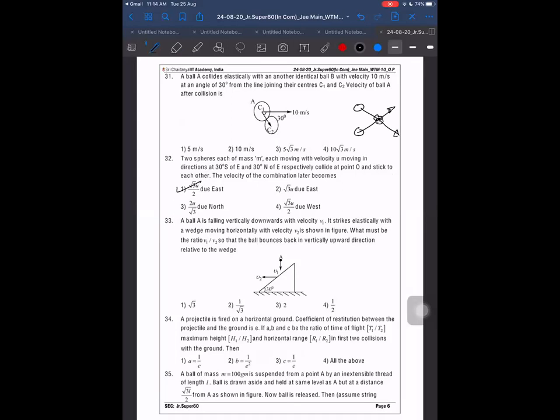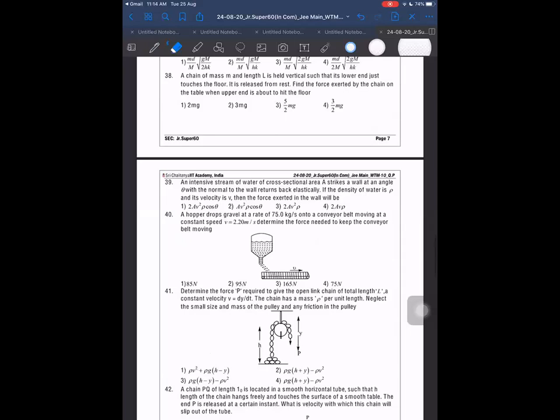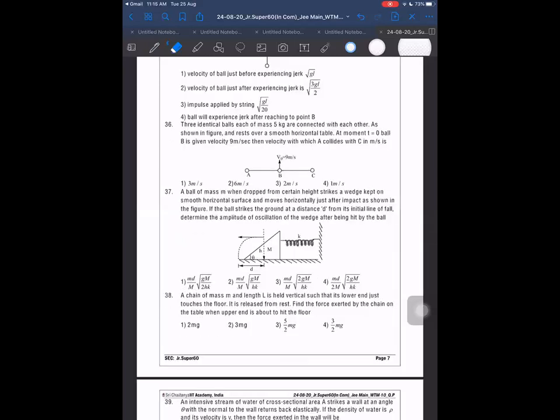Question number 33, no doubt. 34, no doubt, sir. 35, 36, no doubt, sir. 37, 38, page up. Sir, 40. The screen is not moving, sir. No, it's okay. 41, sir. Now moving, previous page.